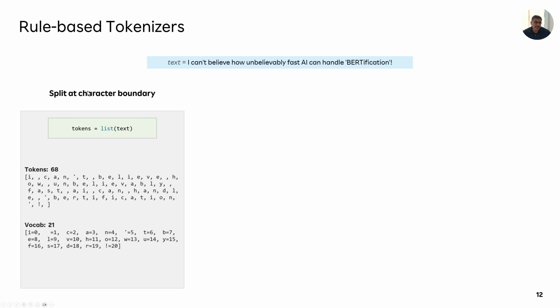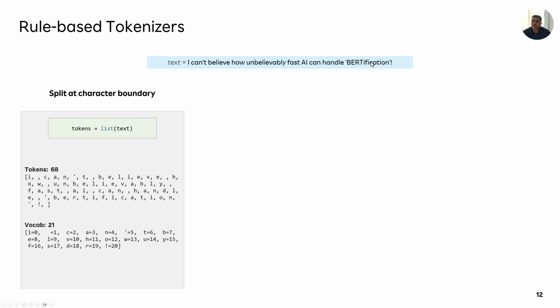The first way of doing it is you take an input text. Let's say the input text says, "I can't believe how unbelievably fast AI can handle botification!" As you can see, I took a text string which has some symbols like this, and it has an exclamation point and so on. So character-based tokenization is where at every character boundary, you split and make each character a token. In fact, white space also becomes its own token.